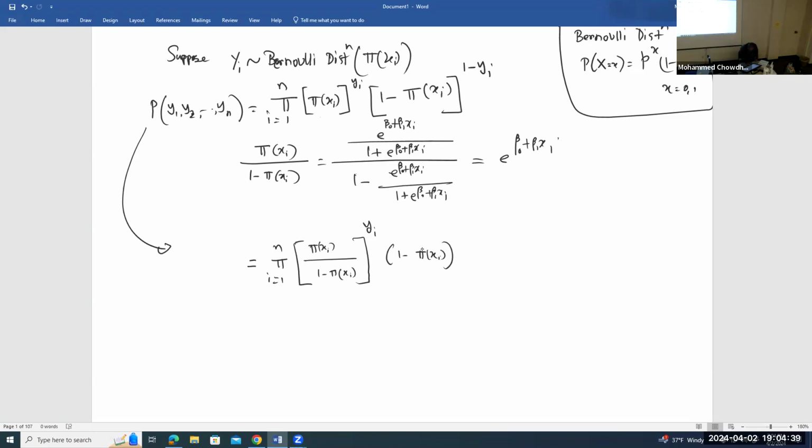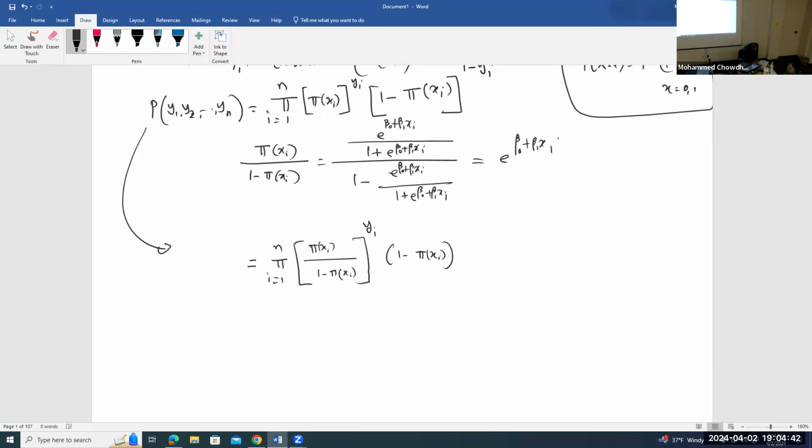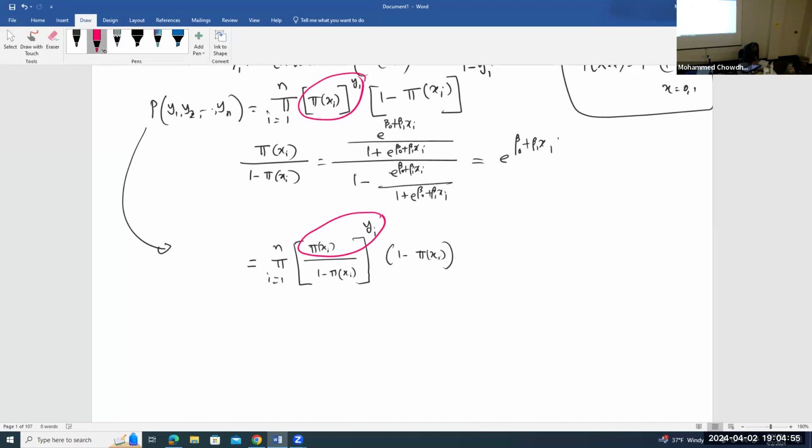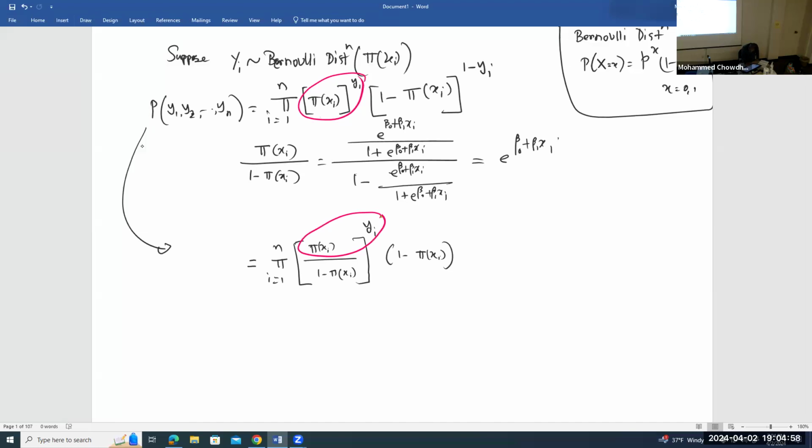So this part, let me take a different color. This part is equal to that part. Okay. And that part is equal to this part. Okay. And then I have one remaining, that one is in there.